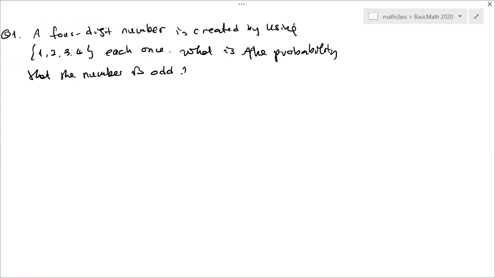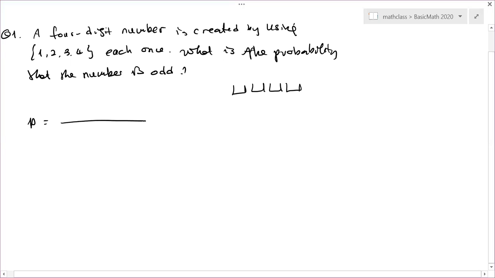Well, let's do it step by step. We have 4 numbers, right? Let's figure out the denominator. The denominator is the number of all possible outcomes. So you have 4 digits, and you just permute them one by one, so you get 4 factorial different numbers you can create. Maybe I'll modify the problem later. So that's 4 factorial.